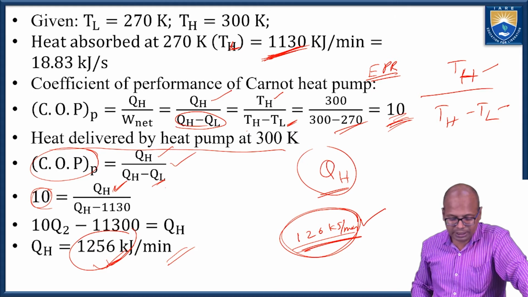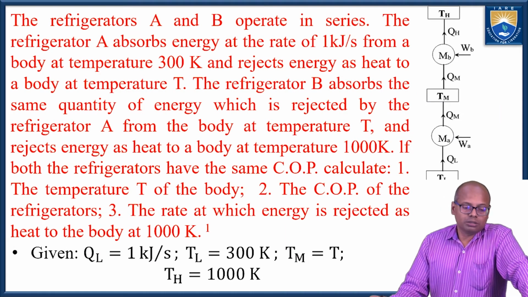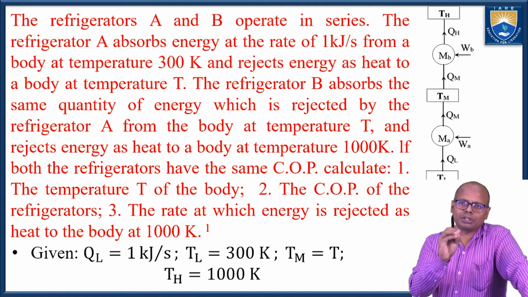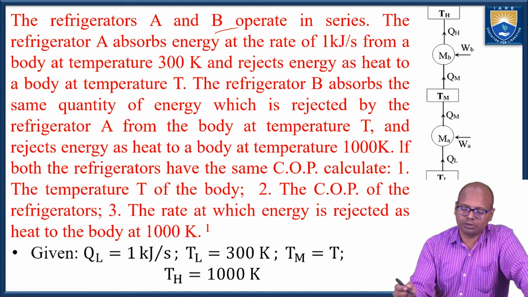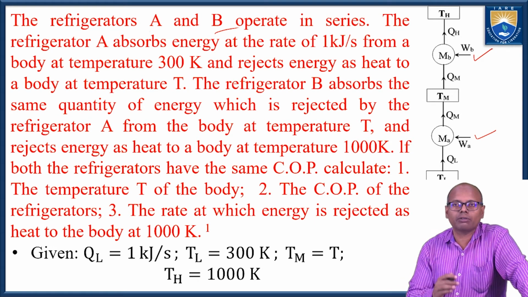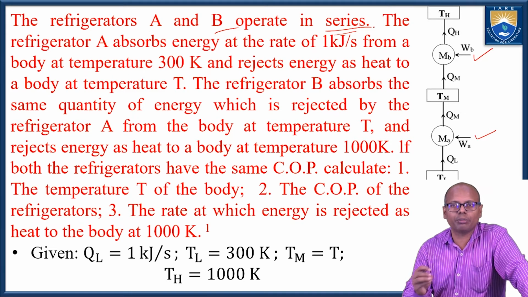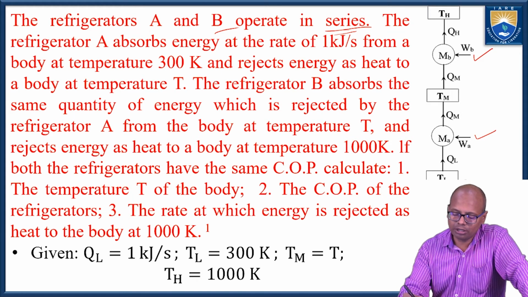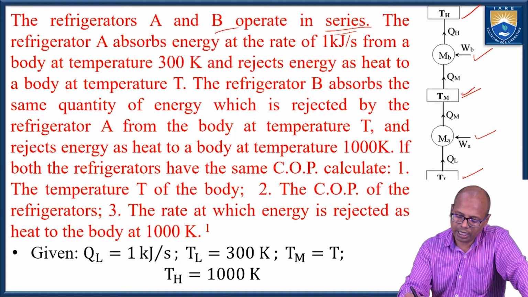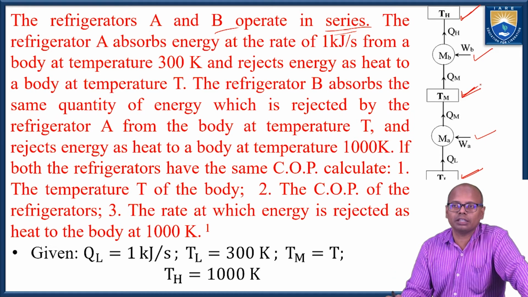So this is the second problem. Now we will see the third problem. Here there are two refrigerators, A and B. This is refrigerator A and this is refrigerator B. They are operated in series. Series means the lower reservoir, next higher and next higher. So this reservoir has a temperature more than this, and this reservoir has a temperature more than this.